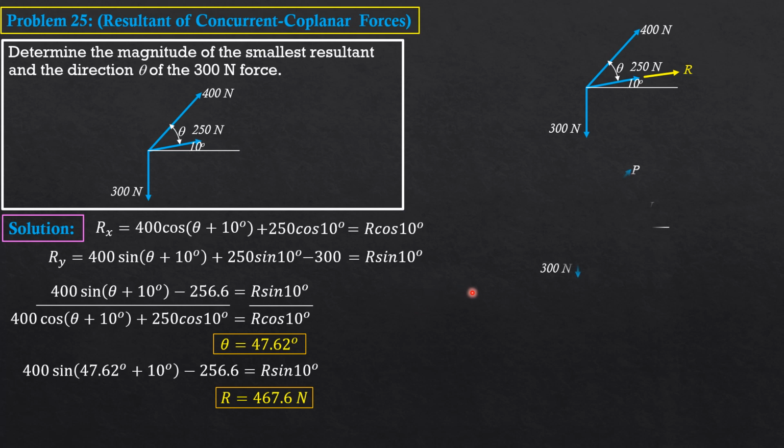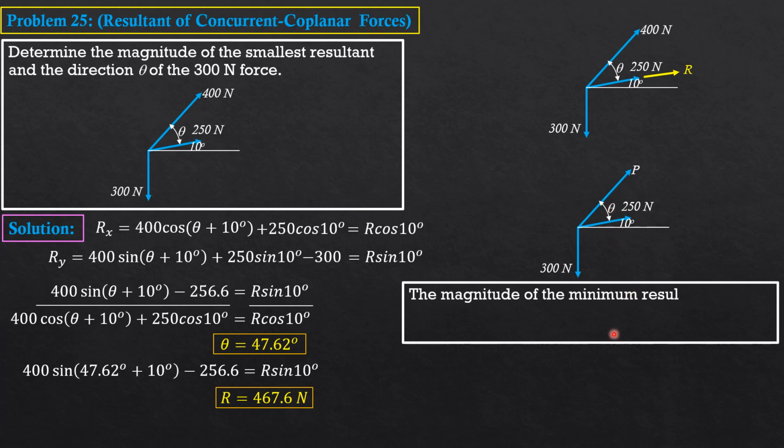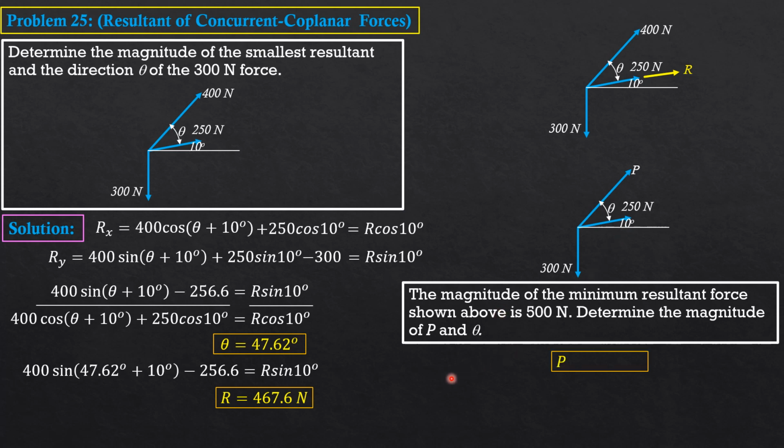Now for your part, here is your problem. This time P is unknown, theta is also unknown, and the magnitude of the minimum resultant force shown above is 500 newtons. Determine the magnitude of P and theta. So that's your problem, and show that P is equal to 422.6 newtons and theta is equal to 44.36 degrees.